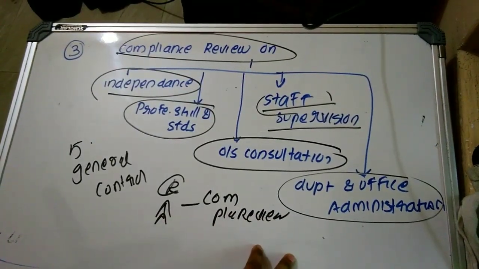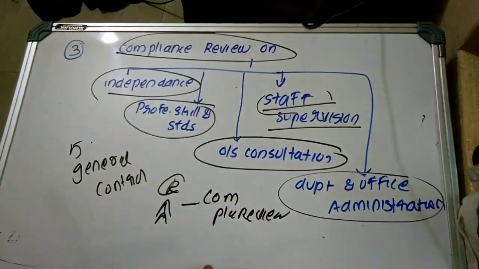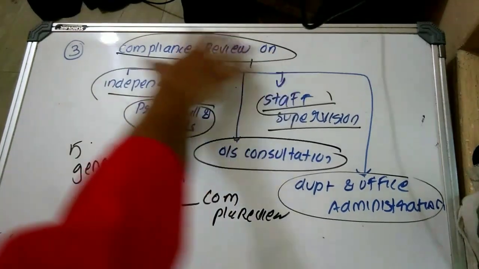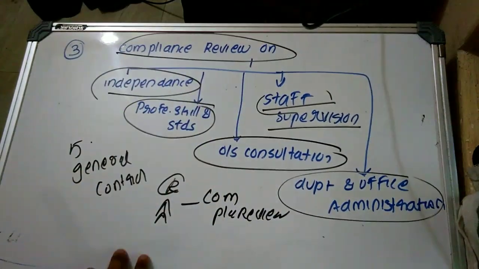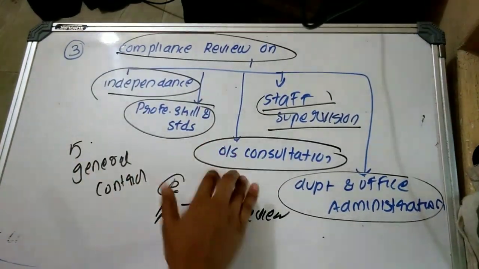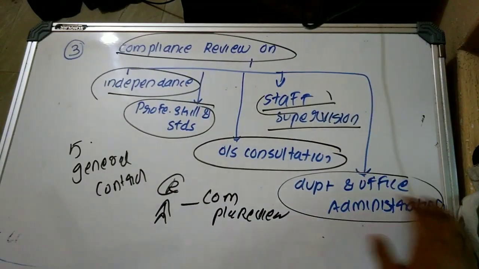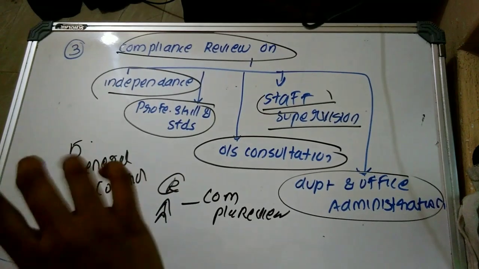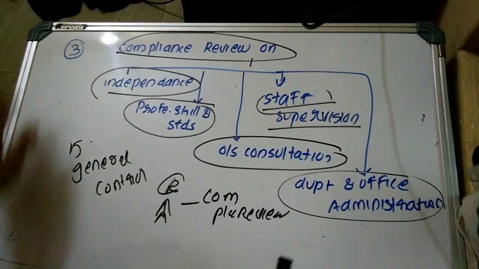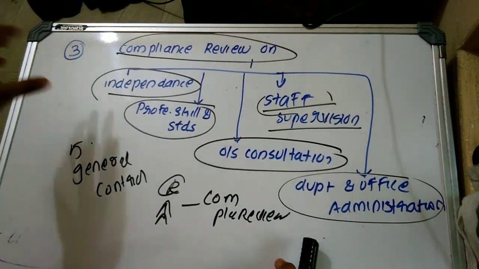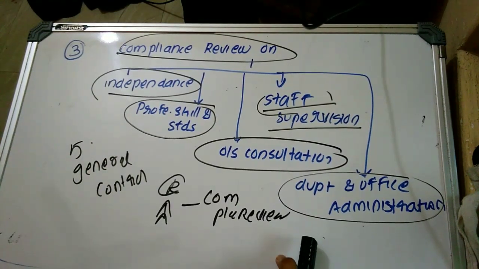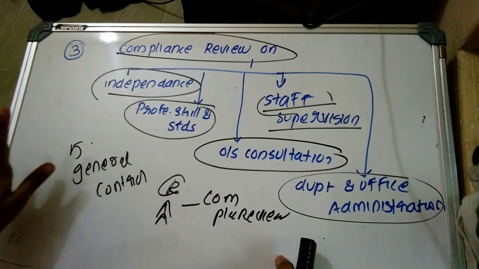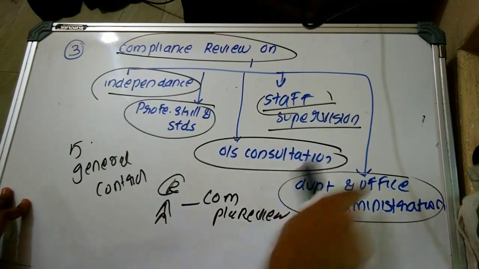So in other words, the compliance review is the beginning, or the starting point, of the peer review process. Here he is making a compliance review on 5 general controls: independence, professional skills, outside consultation, staff supervision and development, and office administration. So you should answer in such a way that, first of all, you give the meaning of peer review. Then the peer reviewer, for the purpose of assessing the independence of the practicing unit, should conduct a compliance review on 5 general controls, and then indicate these 5 general controls.